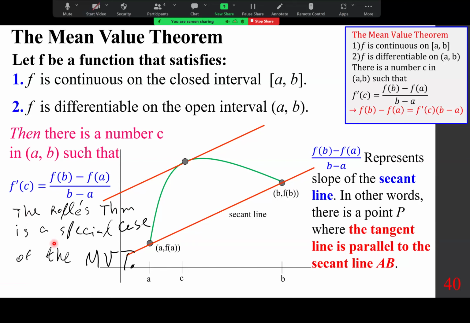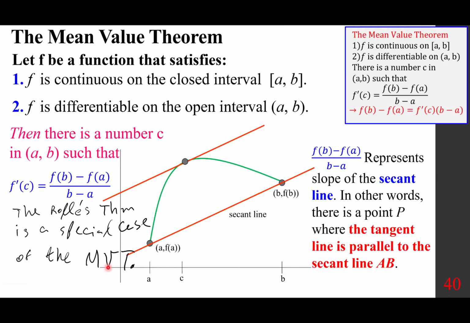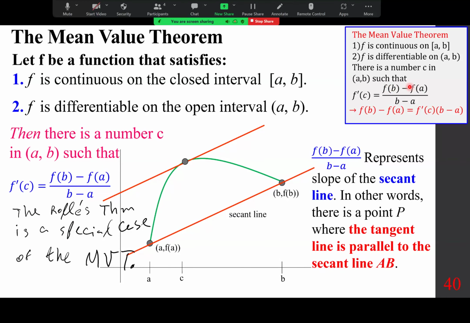Rolle's theorem is a special case of the mean value theorem with the added hypothesis that f of A and f of B must be identical.